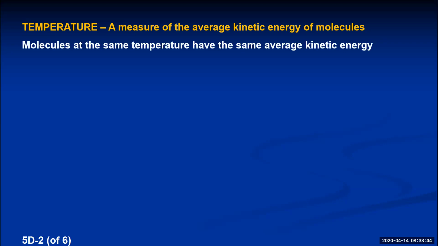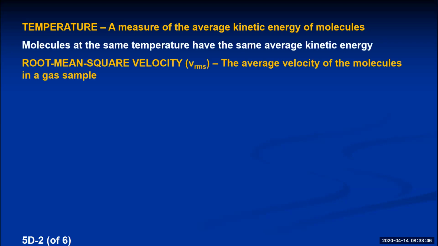Well, the average kinetic energy of gas molecules is called the root mean square velocity, V subscript RMS for root mean square, sometimes called vrooms for short. And it's just the average velocity of the molecules in a gas sample. There's an appendix in our textbook that goes through the derivation of how we get the root mean square velocity of gas molecules, and you can look at that if you would like.